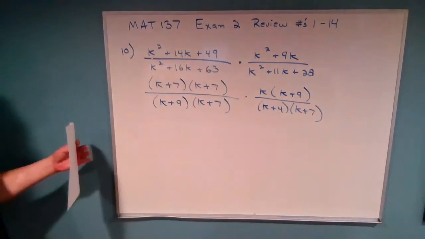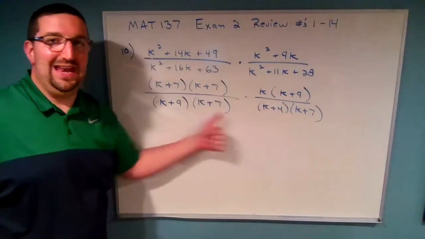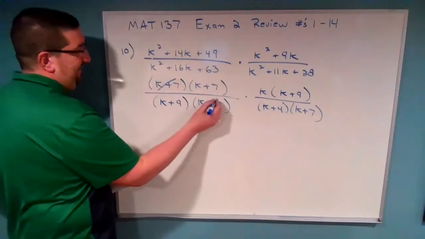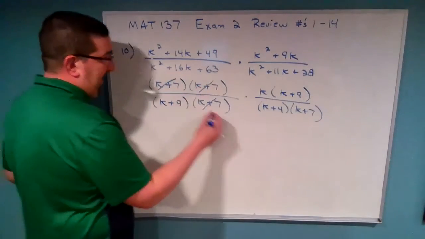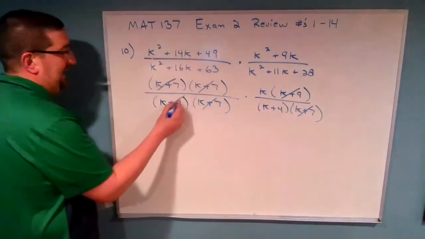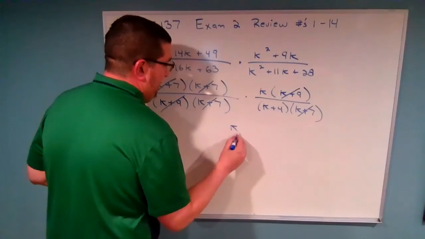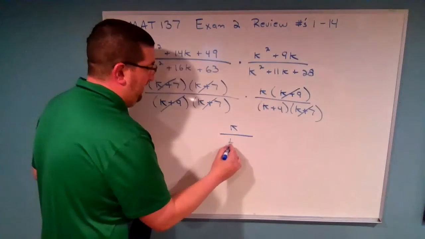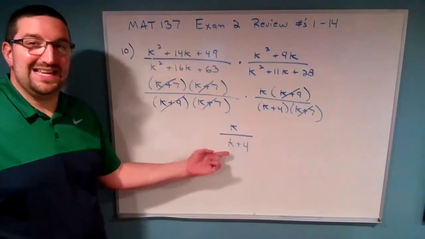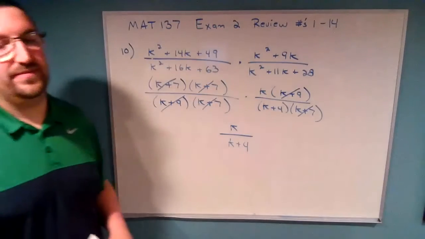Now we have to look to see what cancels out. As long as we have something in any numerator and any denominator, we can cancel it. So I see here that k plus 7 and k plus 7, also the other k plus 7 and k plus 7 cancel. I see a k plus 9 and a k plus 9. And then we are left with, in the numerator, k, and in the denominator, k plus 4. Once again, these k's cannot cancel because that k is part of a binomial. So we are done.